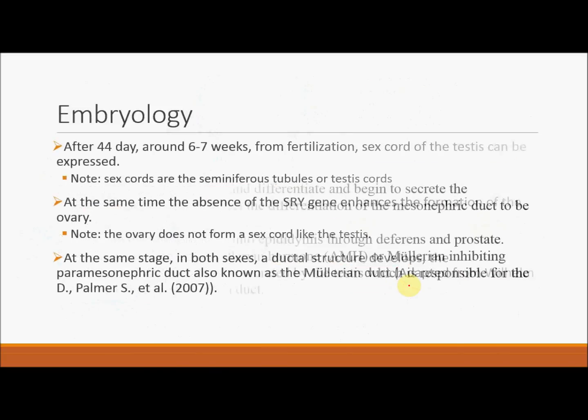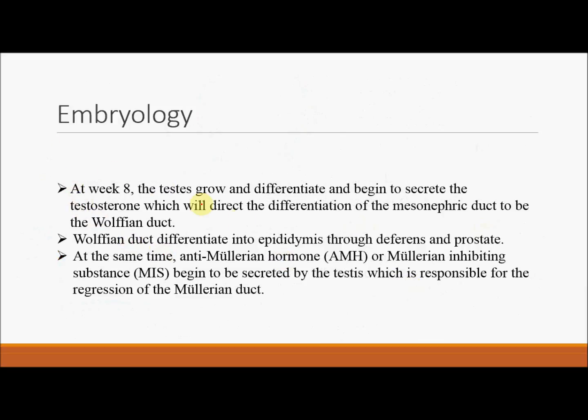Okay, sorry. At week 8, testes grow and differentiate and begin to secrete testosterone, which will direct the differentiation of the mesonephric duct to the Wolffian duct, which I have discussed before. The Wolffian duct differentiates into the epididymis, the vas deferens, and prostate. At the same time, there is the Mullerian duct, which we don't want in the male reproductive system. This inhibits the Mullerian duct from being formed, and thus it is degraded.